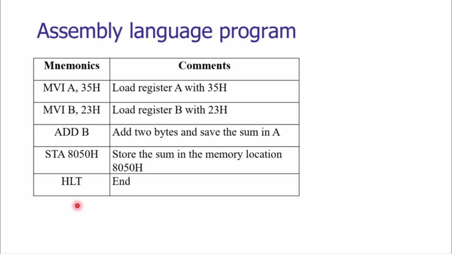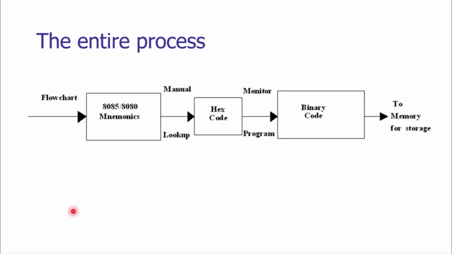At the end, we are halting it. We are saying the program is completed. For that, the mnemonic is HLT, halt. So this entire process is very simple. It is having a set of mnemonics as per the given microprocessor. In this case, we are having 8085.